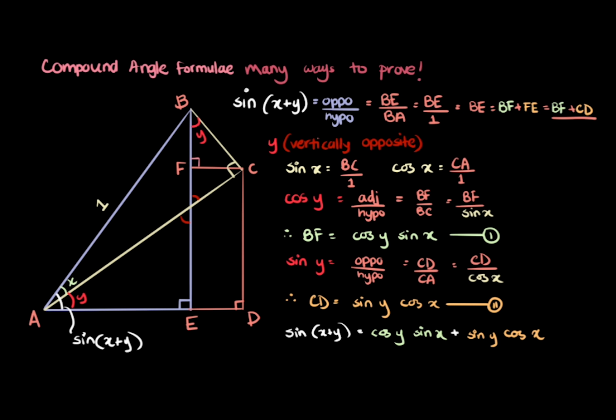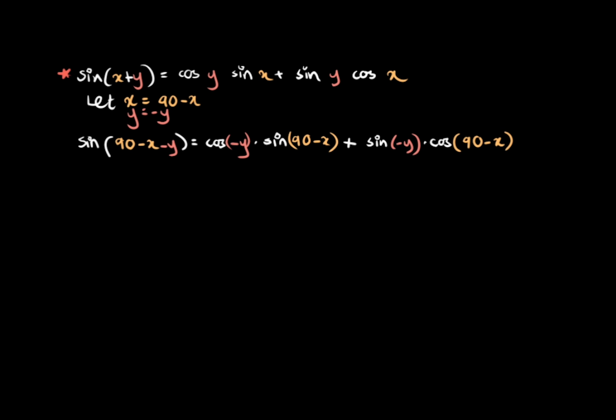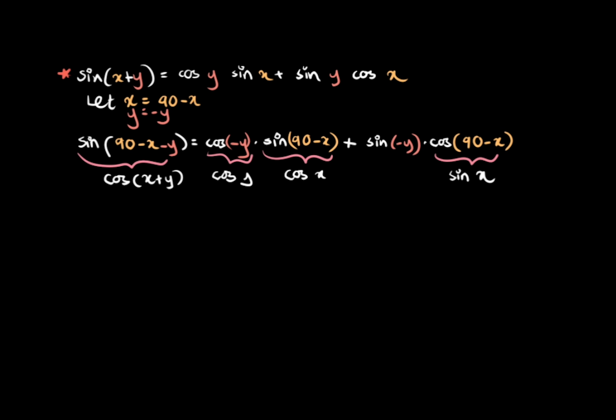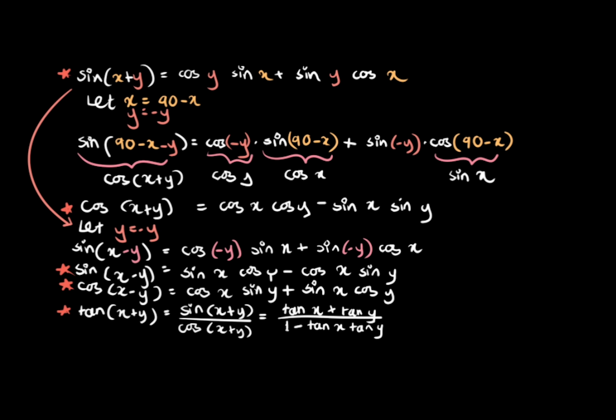Now, let's find some more related formulas. Let x be π/2 minus x and y be minus y. Substituting in the original formula we found, we can make use of the symmetry properties and rearrange to find the equivalent of cos(x plus y). Similarly, if we take y as negative y, we can find sin(x minus y). I'll leave the rest of the related formulae as exercises for you to try out. The general process should hopefully be clear by now.